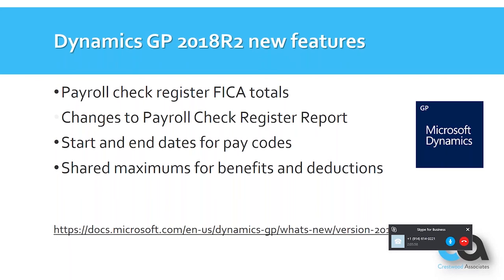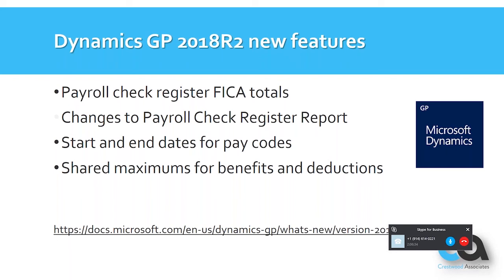So the first one is related to the payroll check register report. They've actually added some additional totals to that report that weren't there before. So there's the FICA Medicare and the FICA Social Security totals that were added to that report, and that includes the employee FICA plus employer FICA, and then there's the employee and employer Social Security. So they've added those 2 totals to the report, and those were not there before.